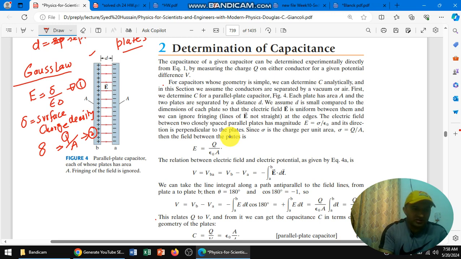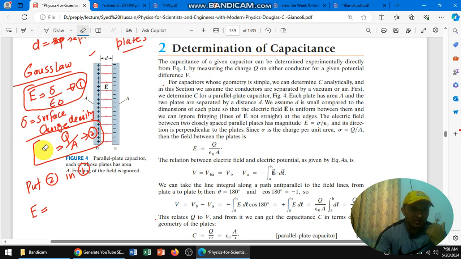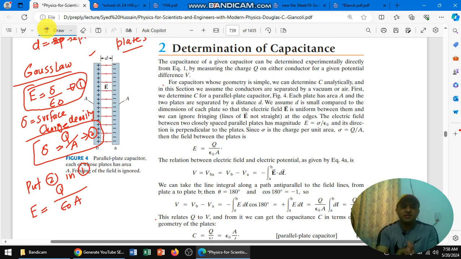So we use two equations: E is equal to sigma over epsilon naught, and sigma is equal to charge per unit area A. If I put the value of sigma from equation 2 in equation 1, then the intensity E is equal to, instead of sigma, Q over A. So A can be taken to the denominator, and E is equal to Q over epsilon naught A.